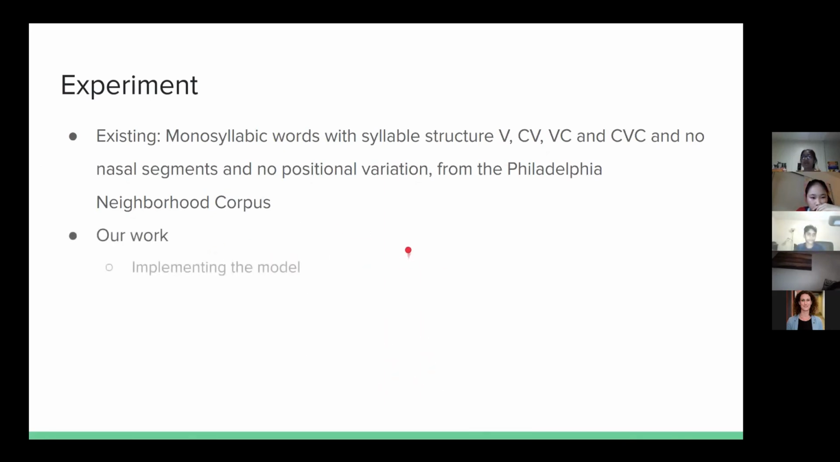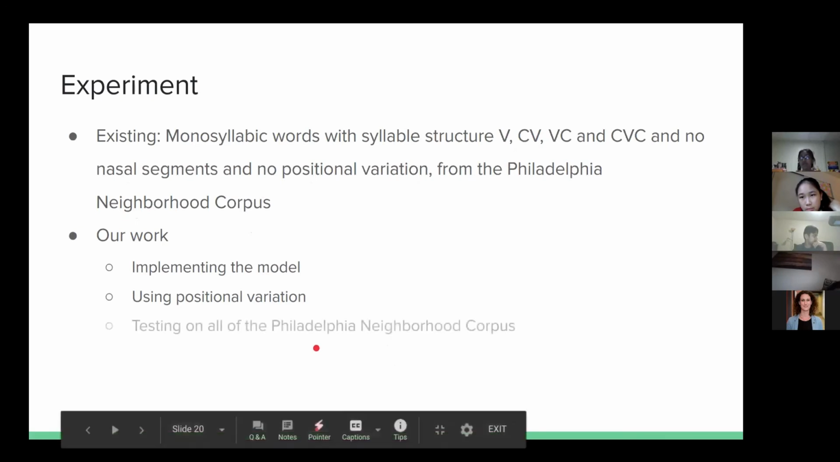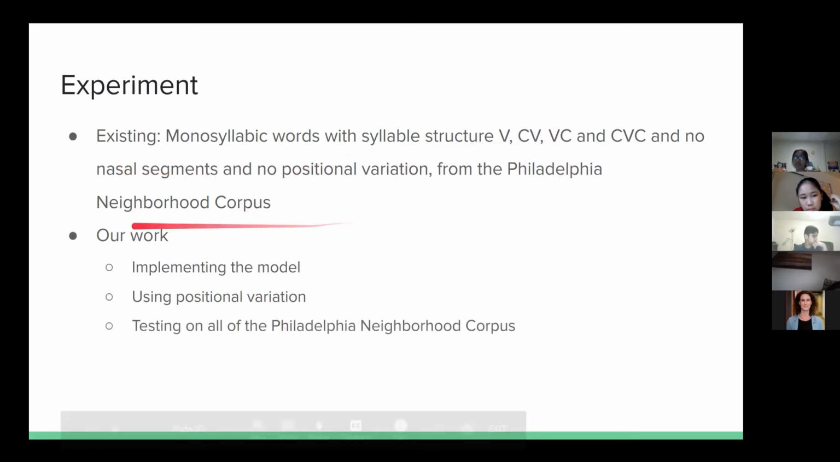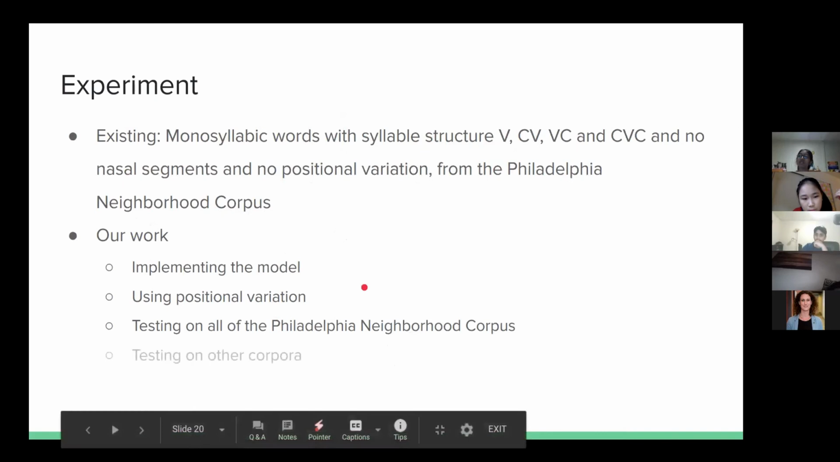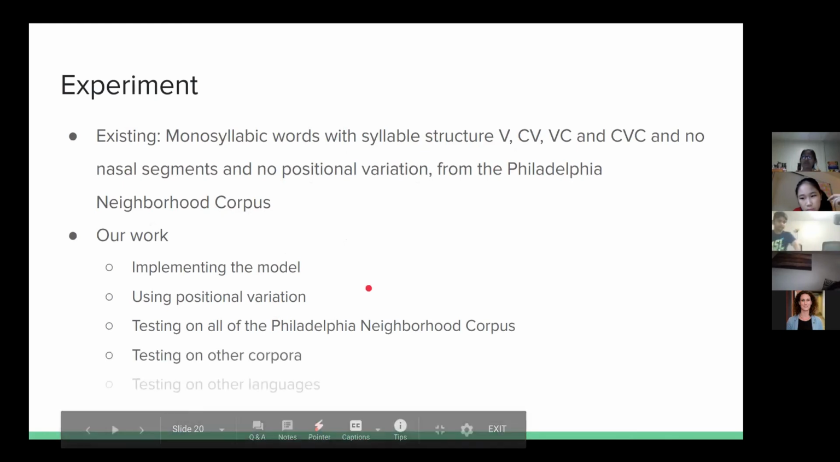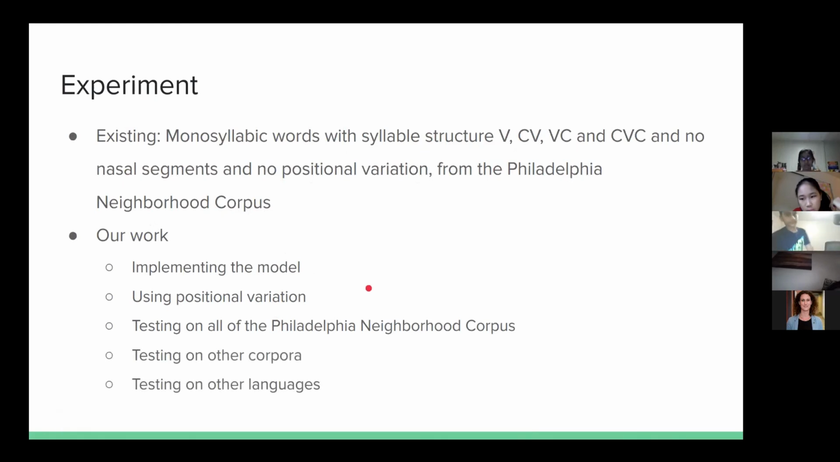And then our work is implementing this model, because Alethea's work is mostly a theory of acquisition, and what I'm trying to do is actually build the model to implement that. I'll be using some positional variation. I'll be testing on all of the Philadelphia Neighborhood Corpus, not just these specific ones, then moving on to other corpora and testing this theory in other languages. Because there are a ton of languages around the world, and proving something for English really doesn't prove anything in the grand scheme of languages. So I want to extend it to other languages.